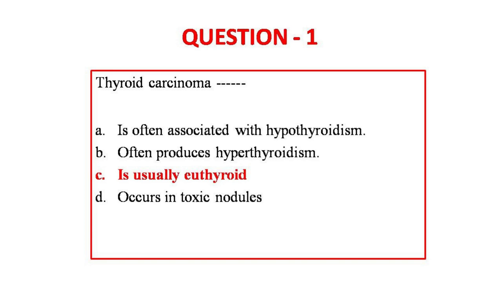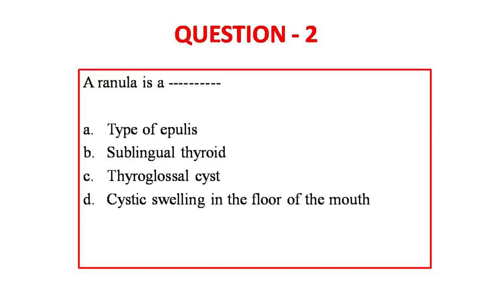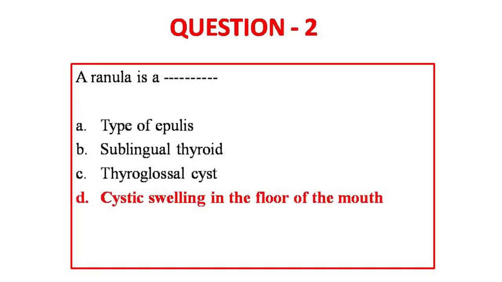Moving on to the next question. A ranula is, they've given 4 options: type of epulis, sublingual thyroid, thyroglossal cyst, cystic swelling in the floor of the mouth. The answer to this question is D, cystic swelling in the floor of the mouth.